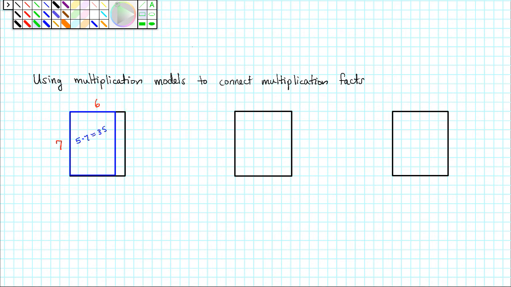So what we're really doing is 6 times 7 is first we do 5 groups of 7, and then we add another 1 group of 7. Okay?